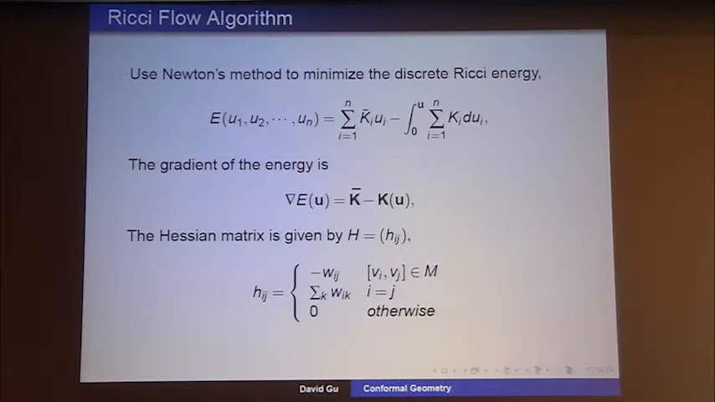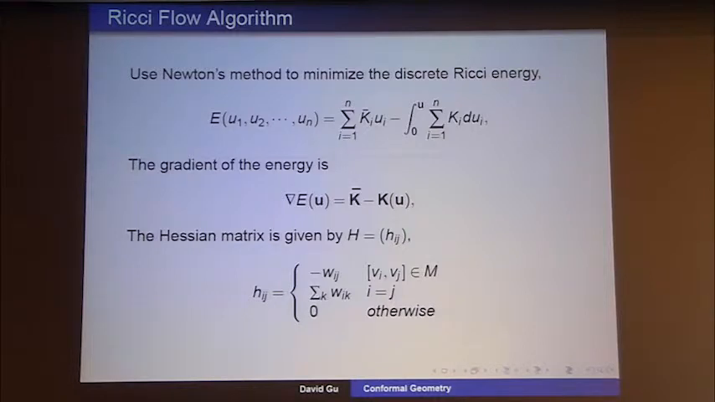Okay. Then now we can give the details for this method. Basically, we try to minimize this energy. Here, U1, U2, U3 are the logarithm of circle radii at each vertex. Then K bar is the desired Gaussian curvature for each vertex. Then K is the current Gaussian curvature. Then this is the energy form. The gradient of this energy is the difference between the target curvature and the current curvature.